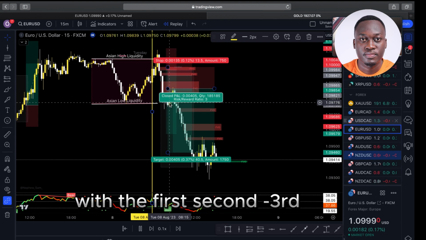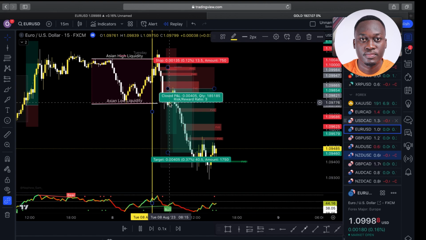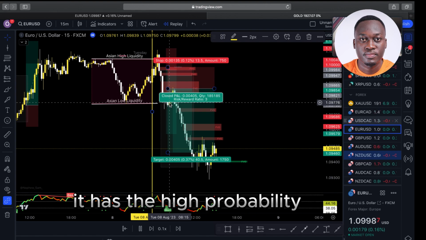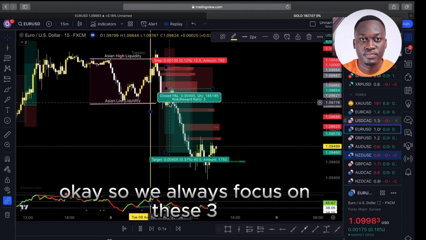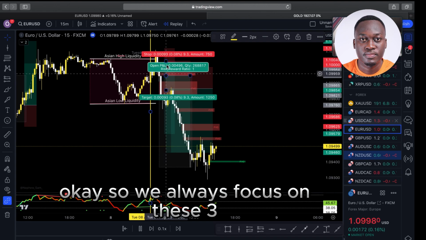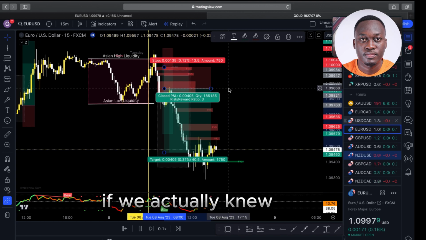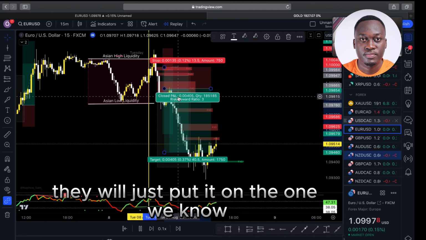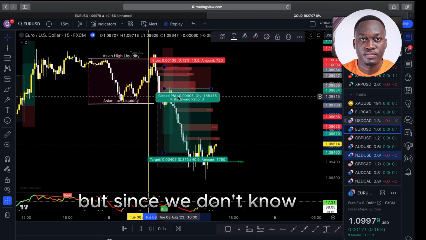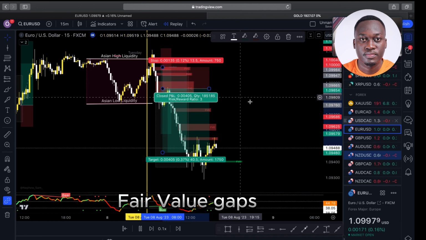Is that okay? With the first, second, third, the market has the high probability of pulling back to retest those fair value gaps. Okay. So we always focus on these three. And we don't know which one the market will decide to activate. If we actually knew, then we'll not even focus on taking all those three. We'll just put it on the one we know. But since we don't know, we want to risk taking a trade on each of these fair value gaps.